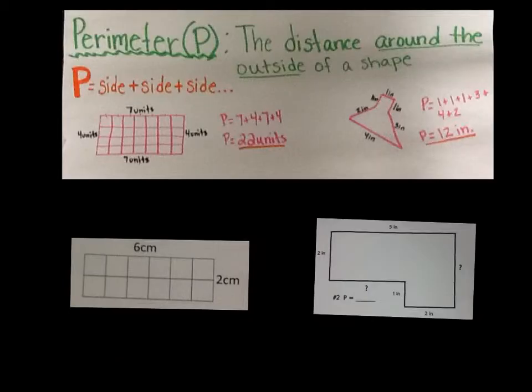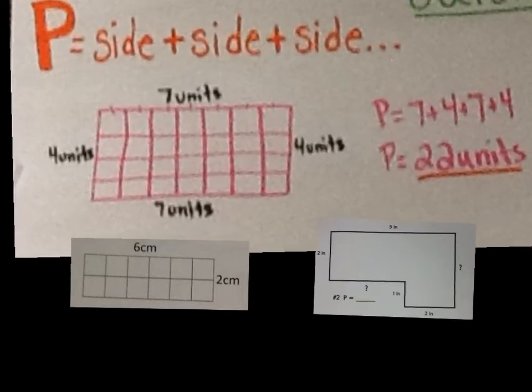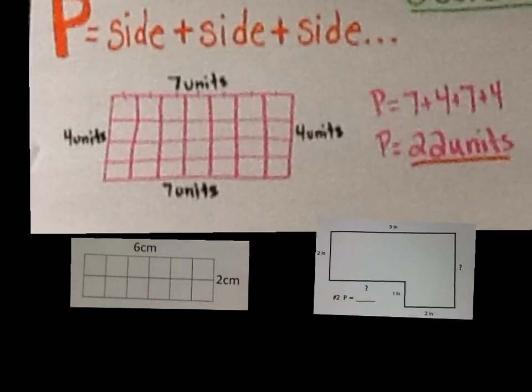So as we said before, perimeter is the distance around the outside of a shape, and we can measure it by adding up all the sides. In this first example, you can see the squares, and we counted out that one side is 7 squares, another side is 4, another side is 7, and another side is 4. So then to figure out the perimeter, all you need to add up is those 4 sides. 7 plus 4 plus 7 plus 4 equals a total of 22 units.